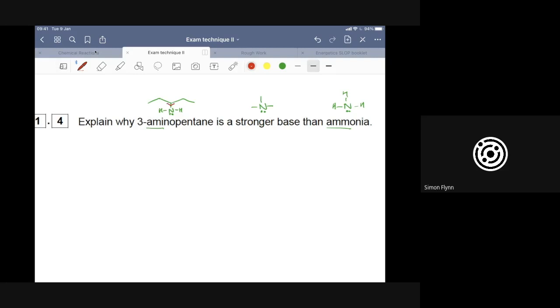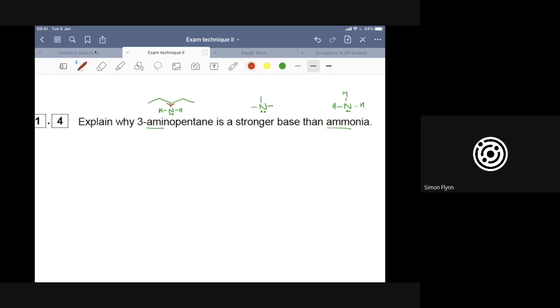This is about the lone pair. This is the thing that makes something a base. It's a proton acceptor. I look at the nitrogen. What's the difference around the nitrogen? In ammonia, I've got 3 hydrogens. In 3-aminopentane, I've got 2 hydrogens and an alkyl group.